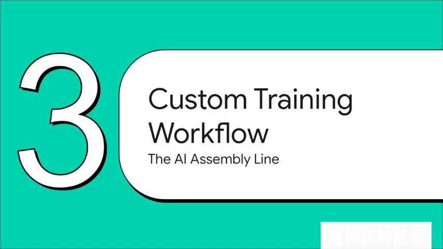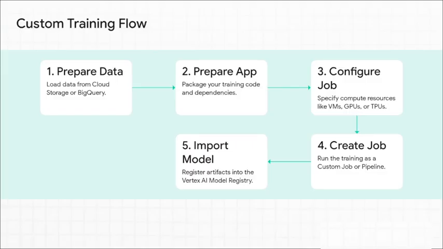Okay, now let's head on to the factory floor. This is the assembly line. This is where you take one of those blueprints, one of those foundation models, and you really make it your own through custom training. It might sound complicated, but the whole process breaks down into 5 really clear, logical steps. First, you get your data ready. Then you package up your training code. Step 3, you tell Vertex AI what kind of muscle you need, which VMs, GPUs, or TPUs. Then you kick off the job, and once the magic happens and the training is done, you just register your shiny new model in the model registry so the whole platform can see it.